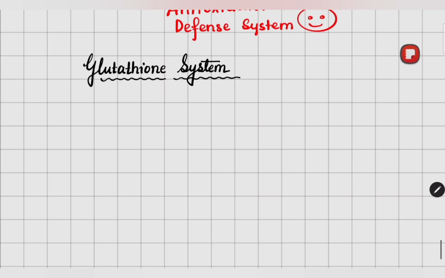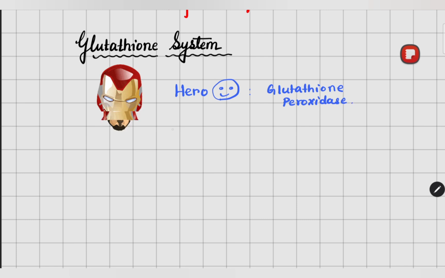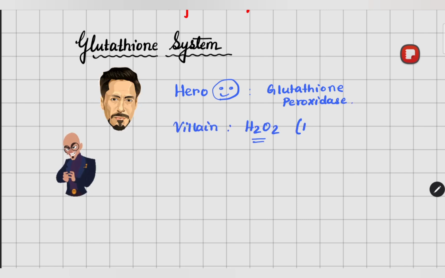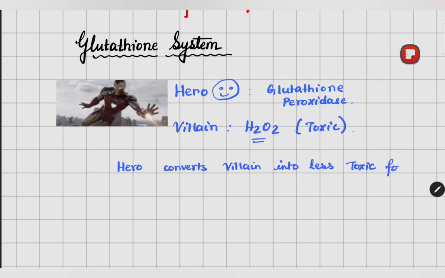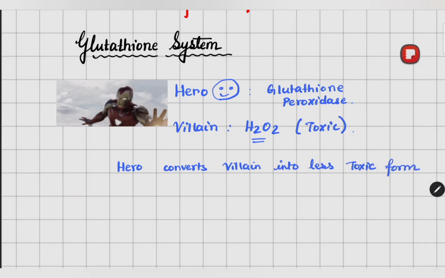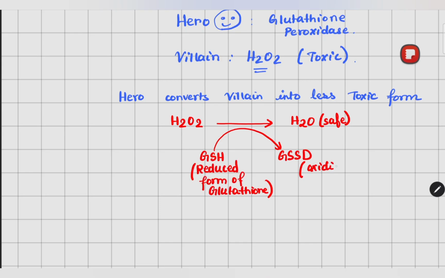Now, what does this system do? This system has a hero. The hero is glutathione peroxidase. And this system also has a villain, which is hydrogen peroxide, H2O2, and it acts as a toxic substance. The hero converts the villain into a less toxic form. So hydrogen peroxide is converted to water, which is safe. But in this process, the reduced form of this enzyme is converted into the oxidized form.